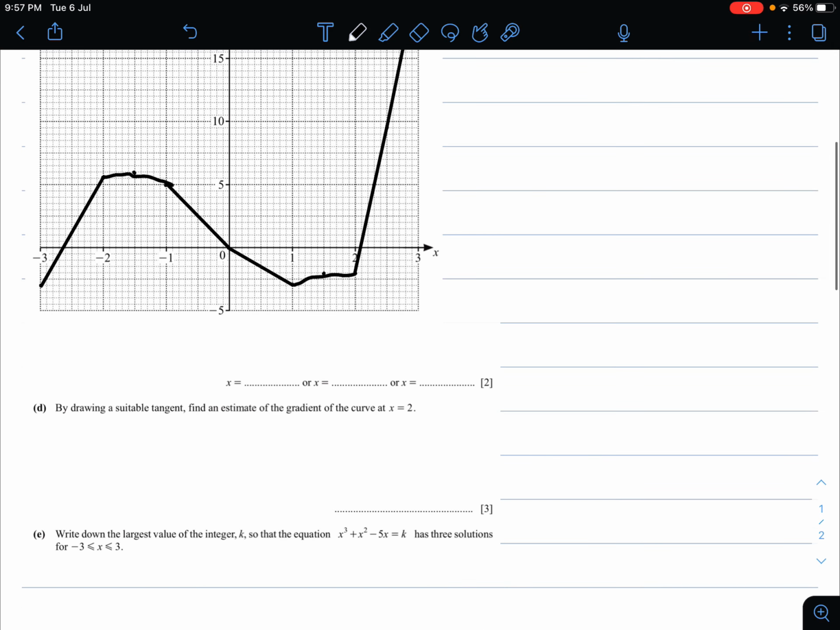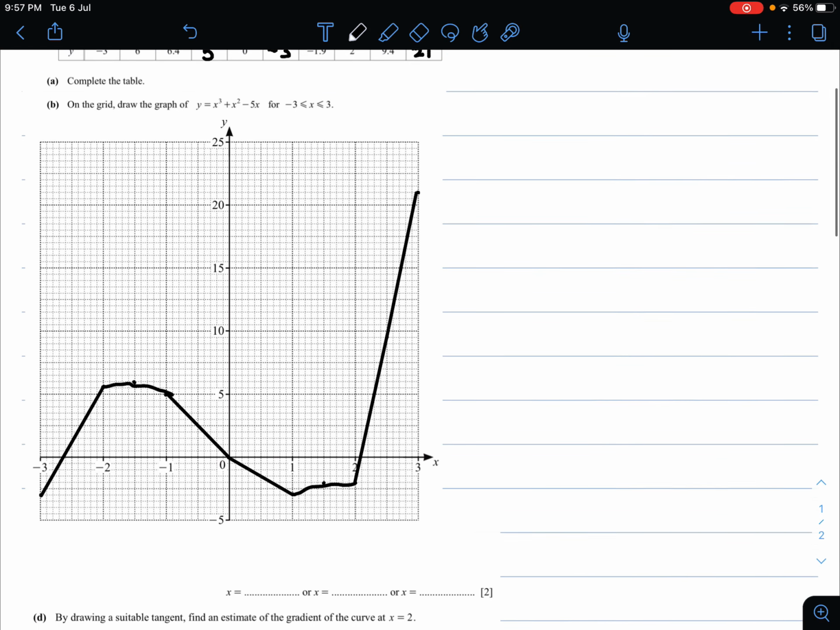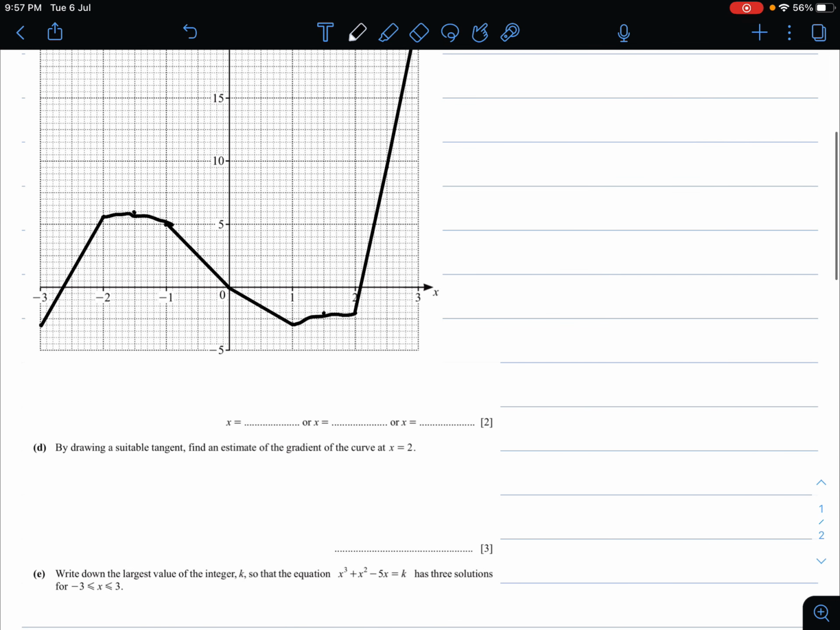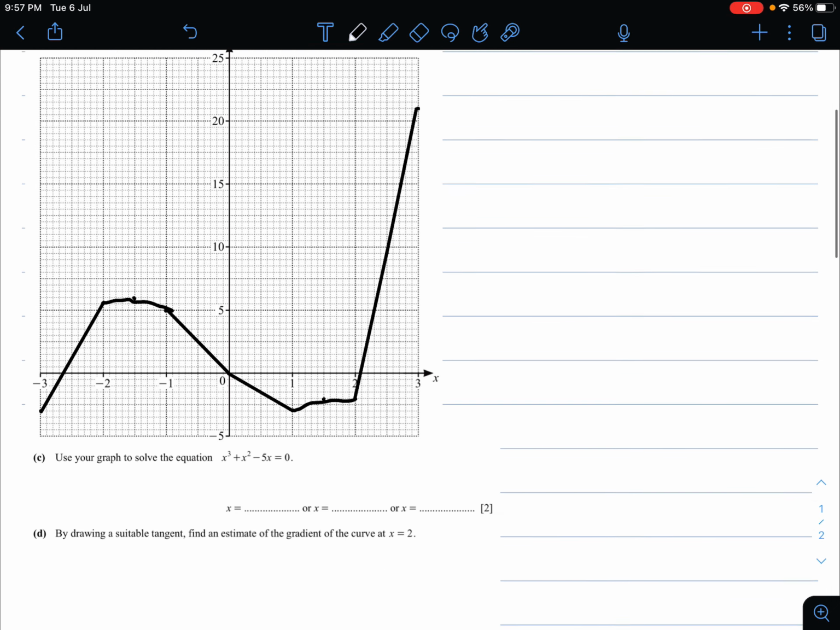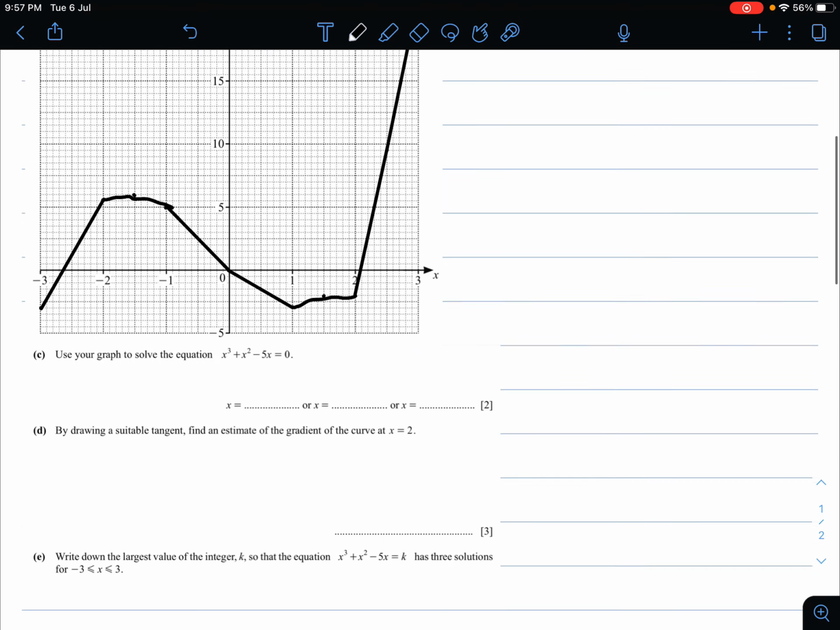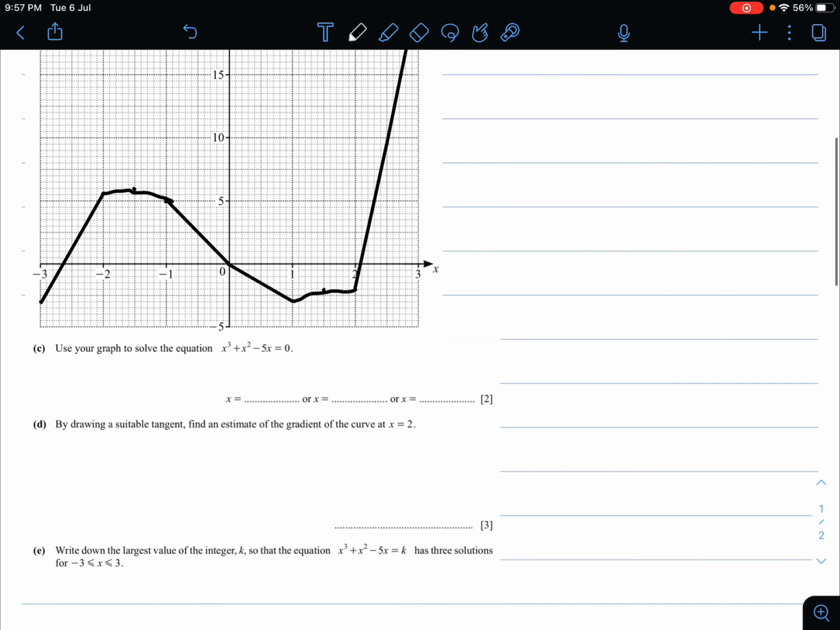Okay, now let's move on to part C. Use your graph to solve the equation. The following equation that we plotted right now is equal to 0. So wherever the graph intersects the x-axis, so that would be at minus 2.7, 0, and 2.1.